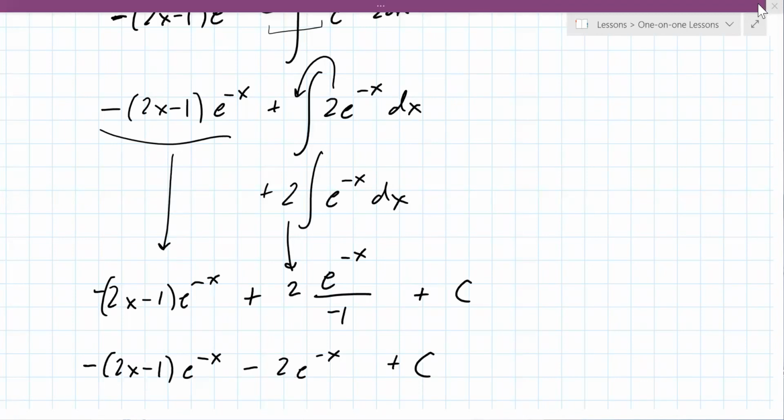Oh, 33 is really similar. It's just in a different form. So we'll check that one out next. Okay, that makes sense.